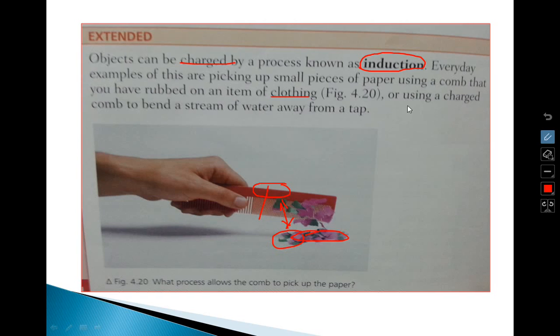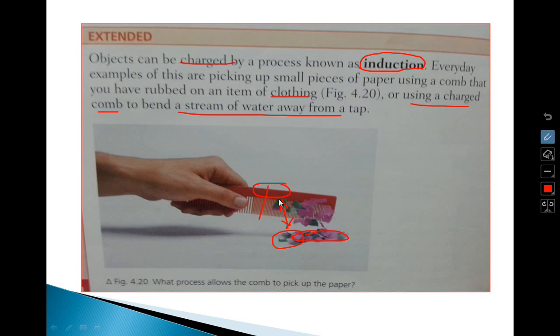Or another way, you can use a charged comb to bend the stream of water away from a tap. So you can use the charged comb here to bend a stream of water away from a tap.